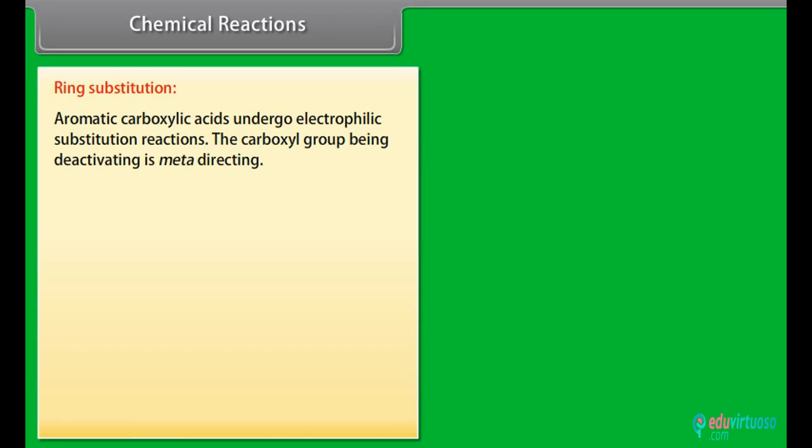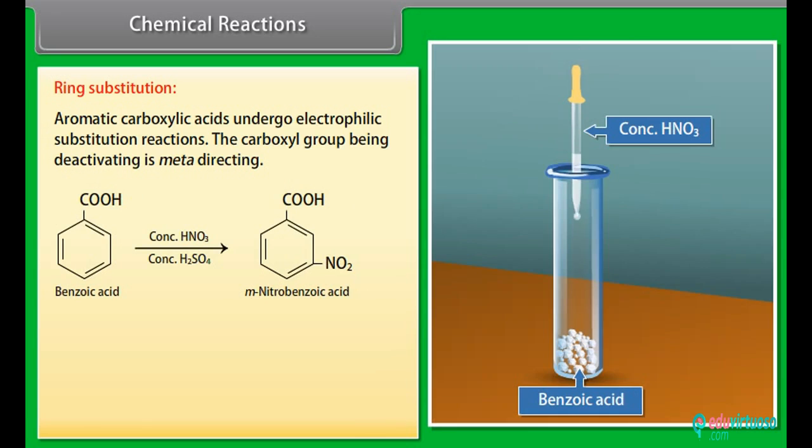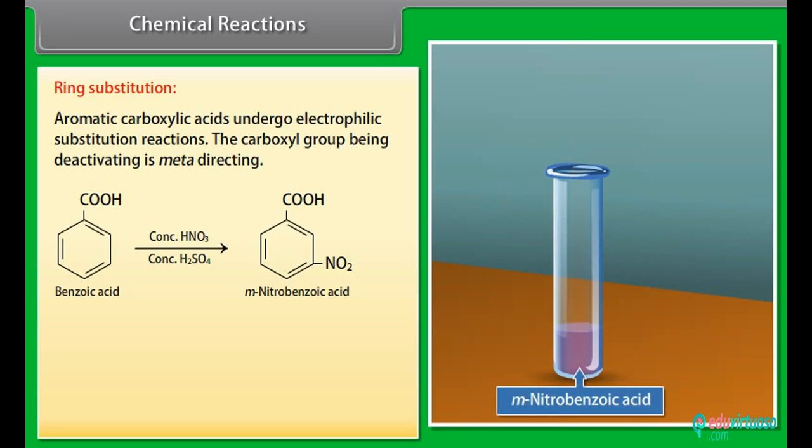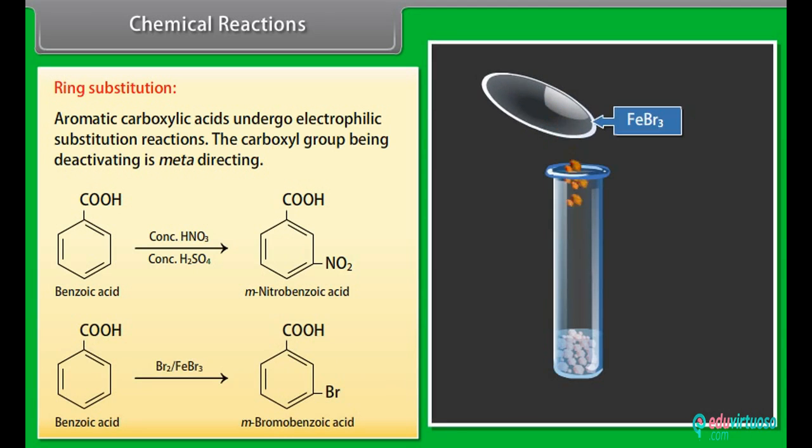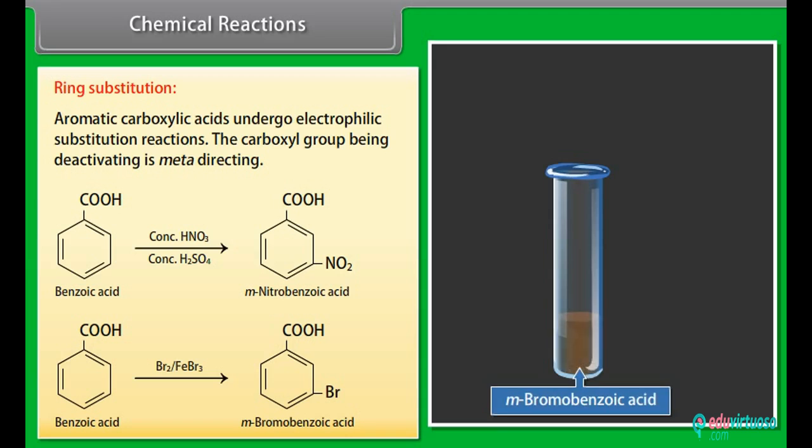The carboxyl group, being deactivating, is meta-directing. On adding concentrated nitric and sulfuric acid into benzoic acid, it is converted into meta-nitrobenzoic acid. On adding bromine and ferric bromide into benzoic acid, it is converted into meta-bromobenzoic acid.